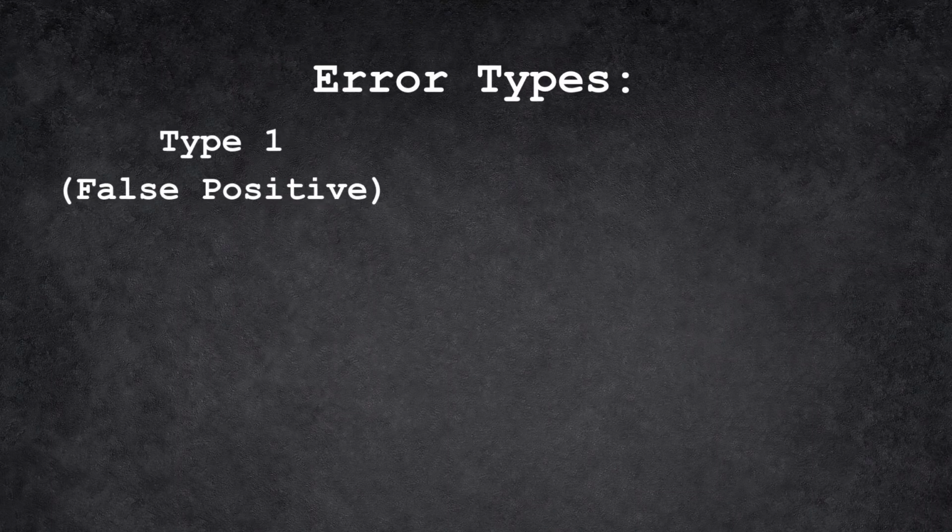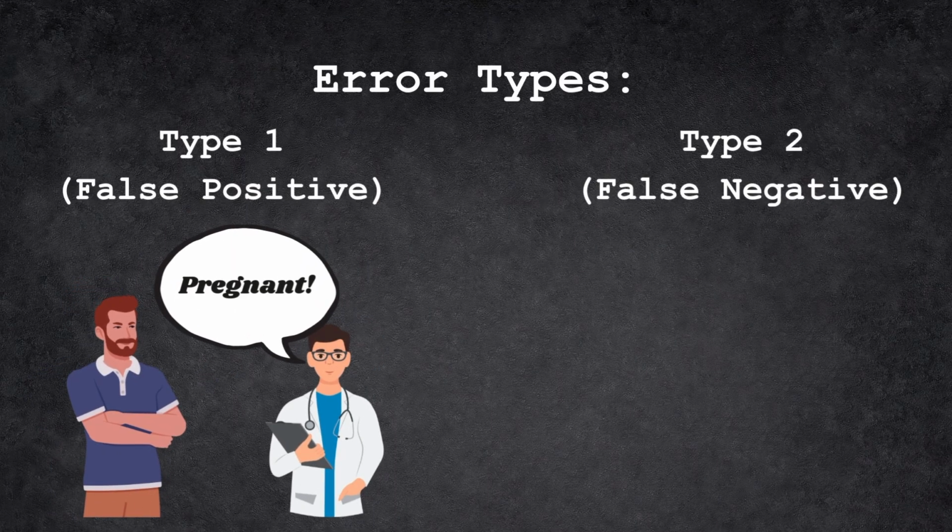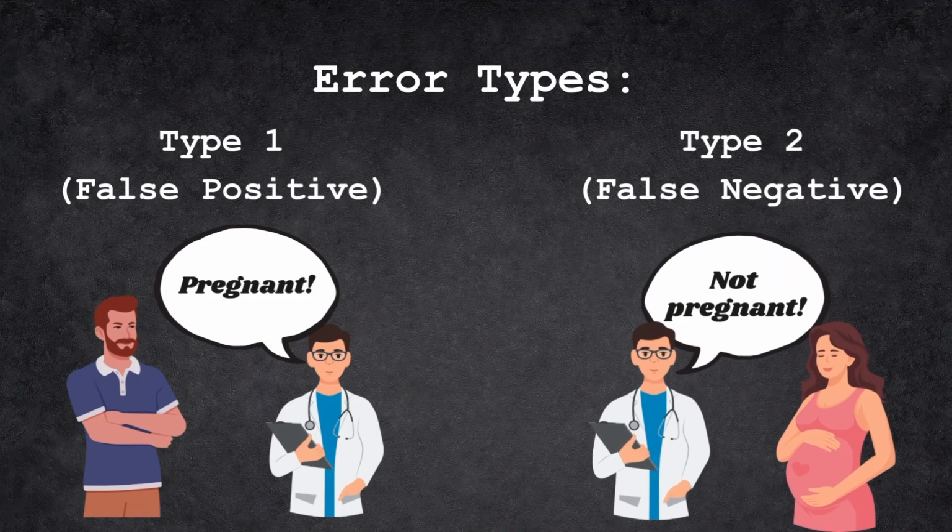Now, science is never about absolute certainty. It's about weighing evidence, and that means we can make two kinds of mistakes. A type 1 error is a false positive. That's where we say an effect exists when it doesn't. For example, telling a man that he's pregnant. In a type 2 error, that's a false negative. That's where we miss a real effect. For example, telling a pregnant woman that she's not pregnant.